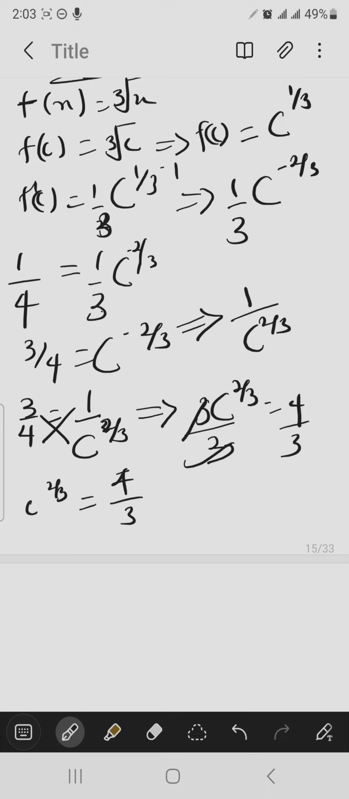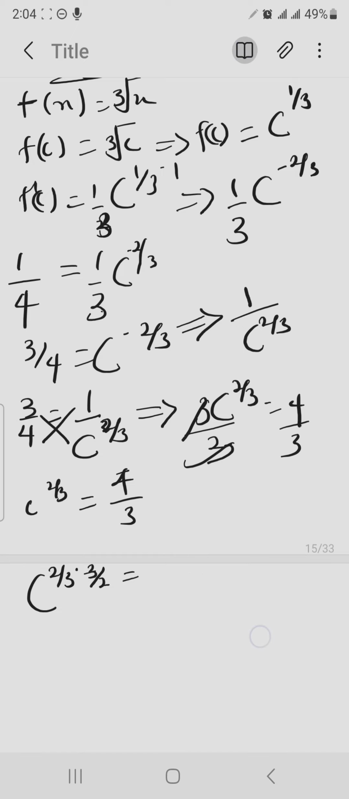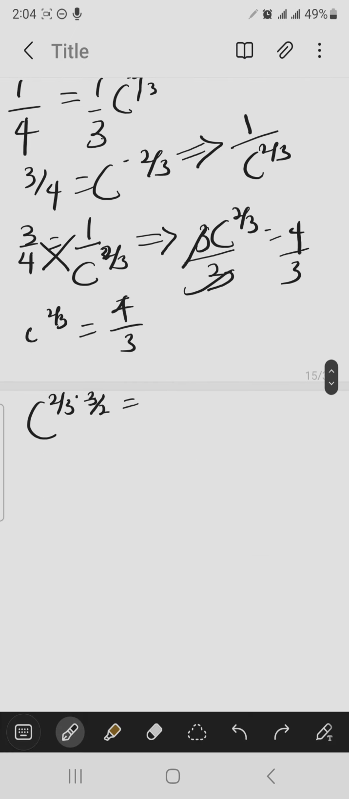4 over 3. So now when I want to remove this, I'm going to multiply each time by 3 over 2. So c raised to power 2 over 3 multiplied by 3 over 2 will be equal to 4 over 3 raised to power 3 over 2. So this one cancels this one, cancels this one, cancels this.